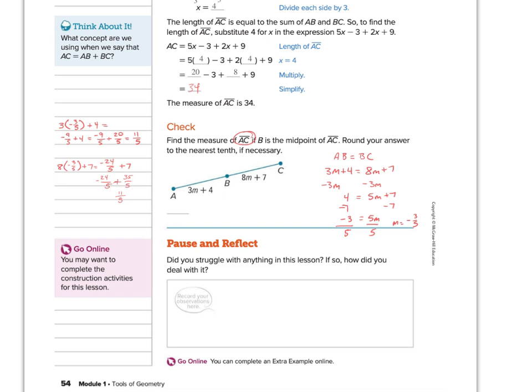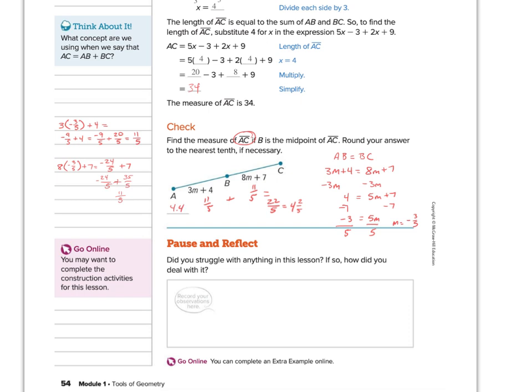Immediately, fraction, negative. But if you substitute it back in, right? 3 times negative 3/5 plus 4 is 11 over 5. And then 8 times negative 3/5 plus 7 is also 11 over 5. So that we know we worked it out correctly. So you could say 11 over 5 plus 11 over 5 tells me what AC is equal to, which is 22 over 5, which is the same thing as 4 2/5, or 4.4.